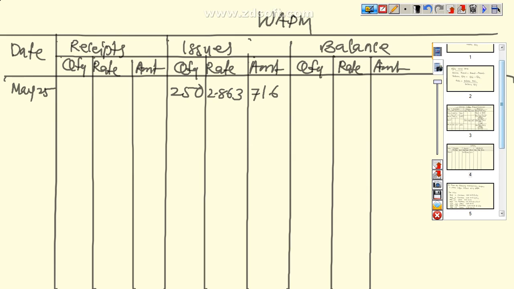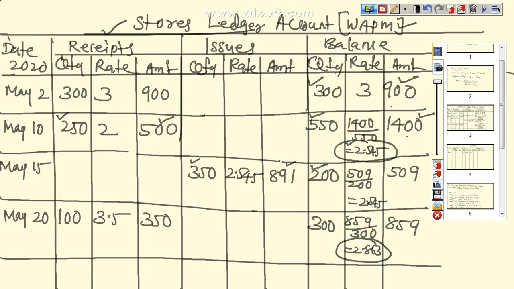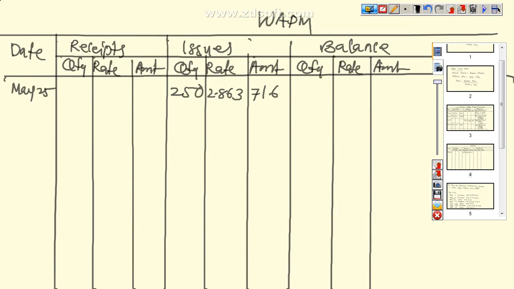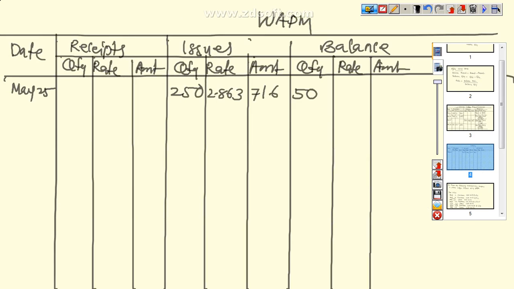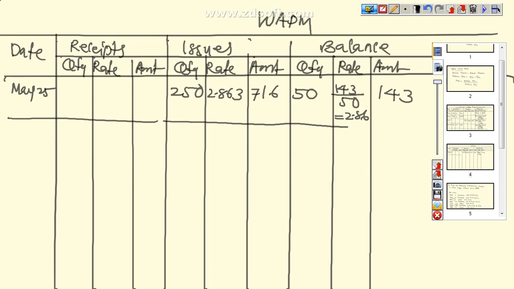Now after issues, quantity minus quantity, amount minus amount. So earlier what was the quantity? 300. 300 minus 250, that is equal to 50. And amount minus amount, earlier the amount was 859. 859 minus 716, that is equal to 143. Now 143 upon 50, that is equal to 2.86. Now this transaction is also over.